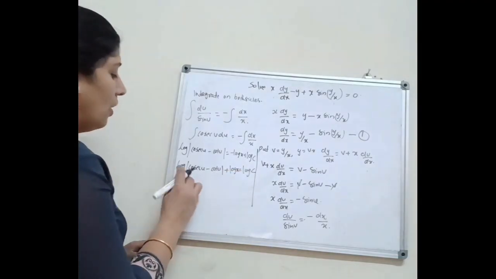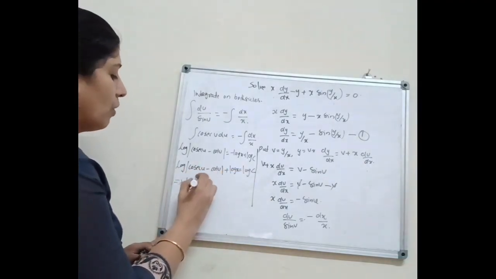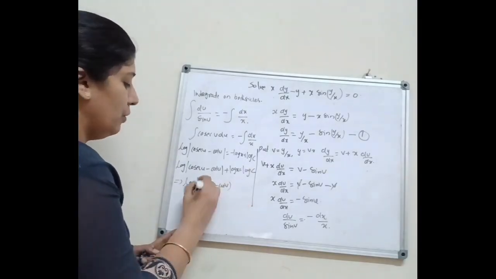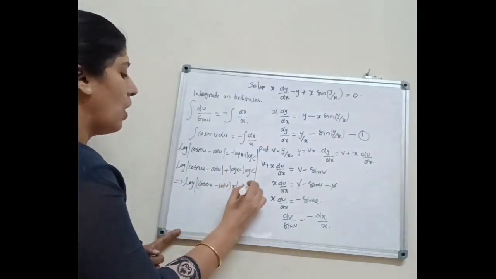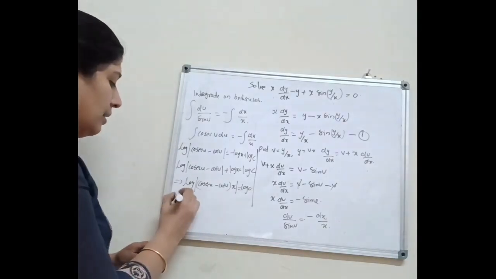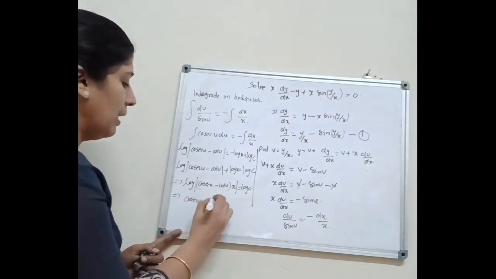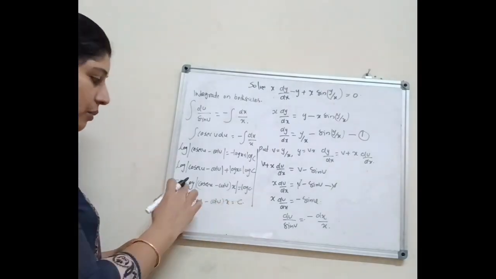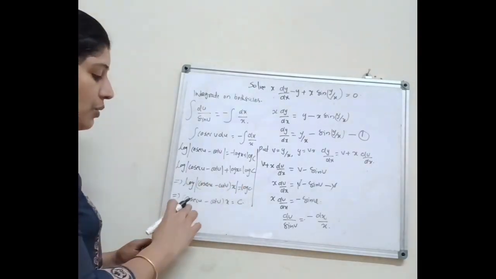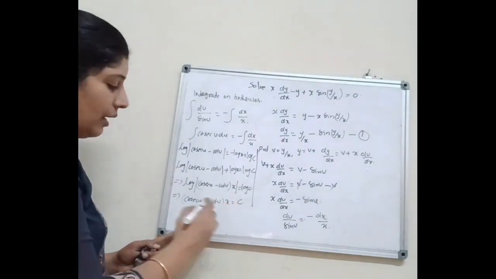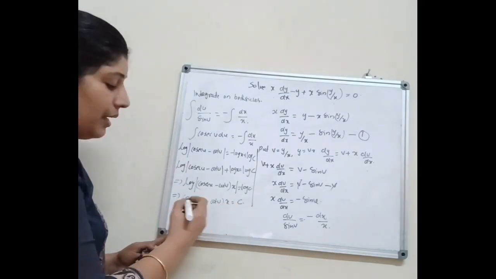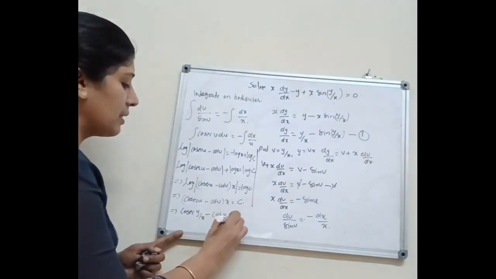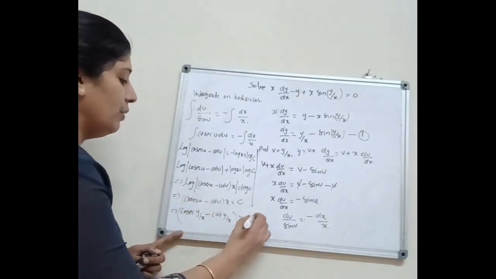That implies log a + log b is log ab. Therefore, log of (cosec v − cot v)·x = log c. That implies (cosec v − cot v)·x = c, as the logs on both sides cancel. Next, substituting v = y/x, we get (cosec(y/x) − cot(y/x))·x = c.